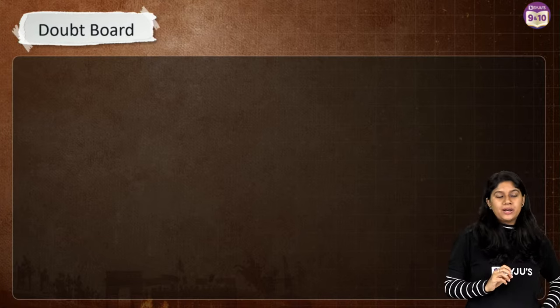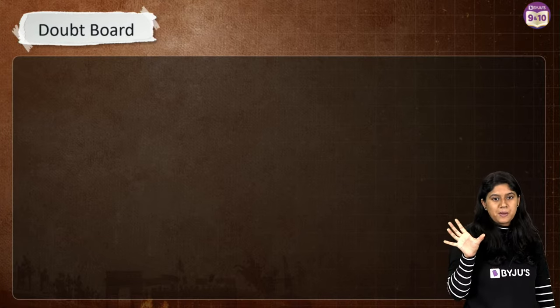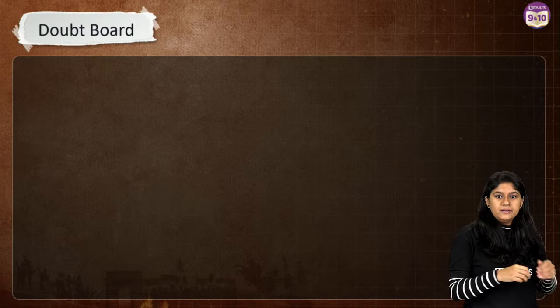Non-cooperation movement, 1921 to 1922. Only 1 year. Such a small span, right? Clear?